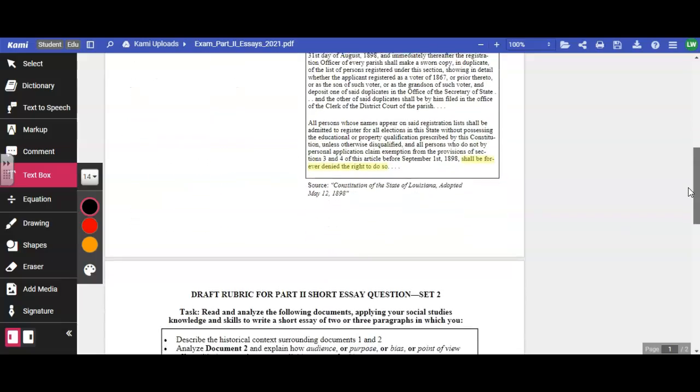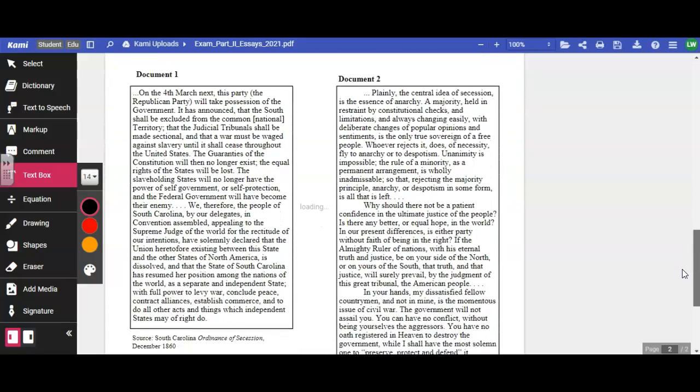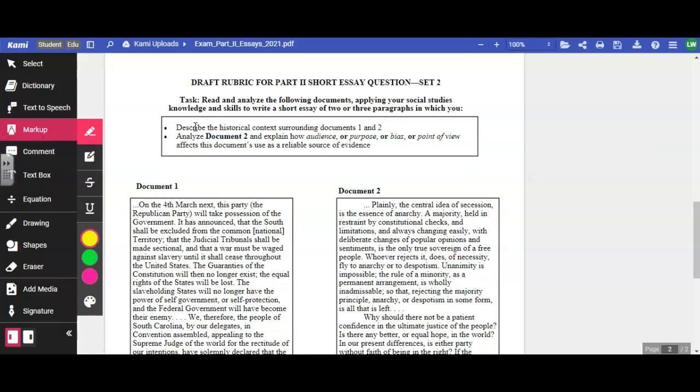All right, so now we're going to take a look at this other set. So we have documents 1 and 2 here as well. All right, so in this case, we're going to describe the historical context surrounding documents 1 and 2. We're going to analyze document 2 and explain how audience, purpose, or bias or point of view affects this document's use as a reliable source. Is it reliable? Can we count on it to tell only the facts?